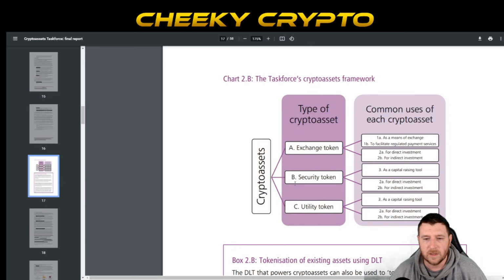Security token. So number 3, as a capital raising tool. 2A, for direct investment. 2B, for indirect investment. Okay, so if it sits in there, then it's a security token. Utility token. So 3, as a capital raising tool. 2A, for direct investment. 2B, for indirect investment. So that diagram should help you identify whether the project that you're invested in is an exchange token, a security token, or a utility token.